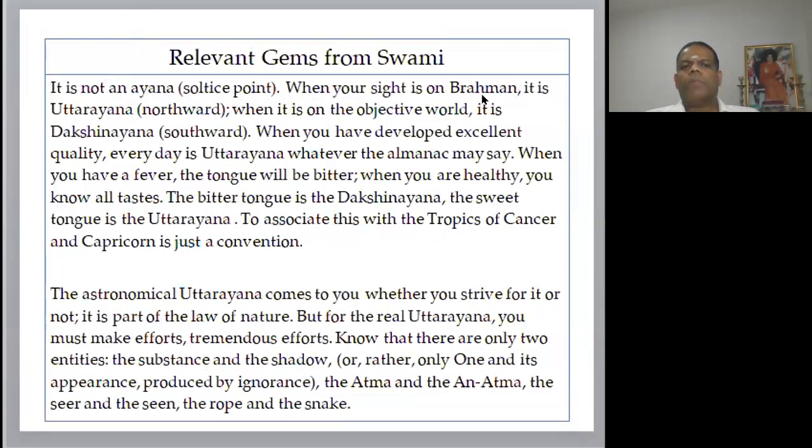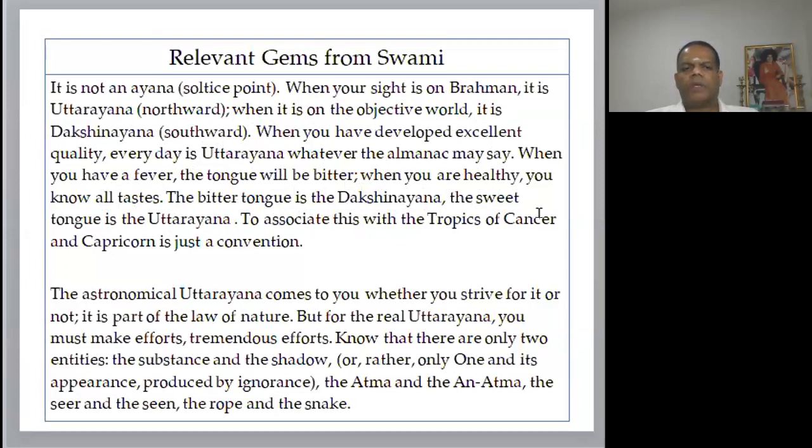When your sight is on Brahman, it is Uttarayana, northward. When it is on the objective world, it is Dakshinayana, southward. When you have a developed, excellent quality, every day is Uttarayana, whatever the almanac may say. When you have a fever, the tongue will be bitter. When you are healthy, you know all tastes. The bitter tongue is the Dakshinayana, the sweet tongue is the Uttarayana.